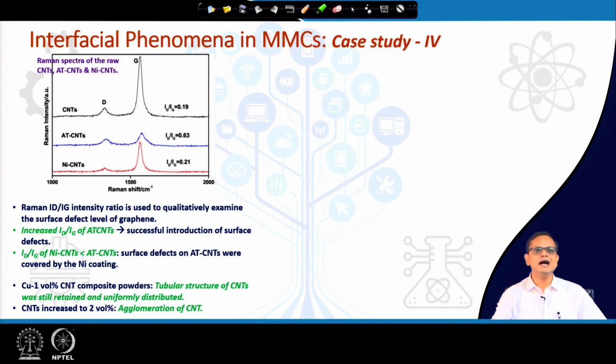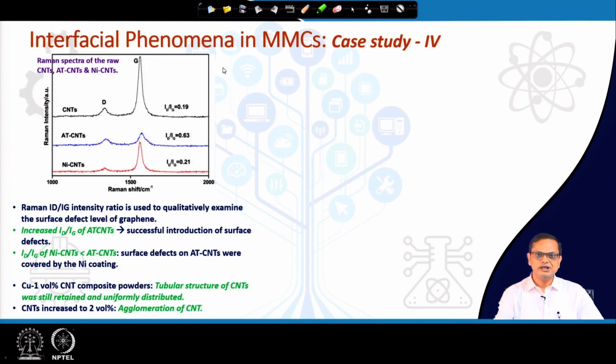That means the idea of creating defects on the surface by acid treatment or chemical functionalization is actually successful here. And then once the nickel has been deposited on that acid treated CNT, what you are seeing here is that again there is an increase in the G band or G peak. Why is this happening? Because the moment nickel gets deposited on the surface, it covers a lot of the defect density on the surface of this carbon nanotube, right. And that is why the G peak intensity has increased again.